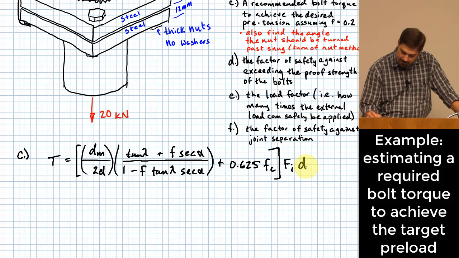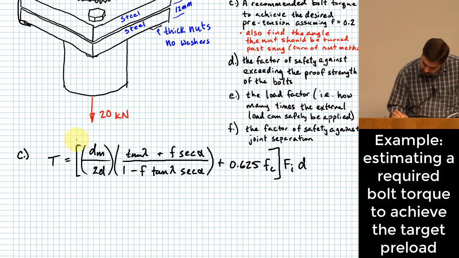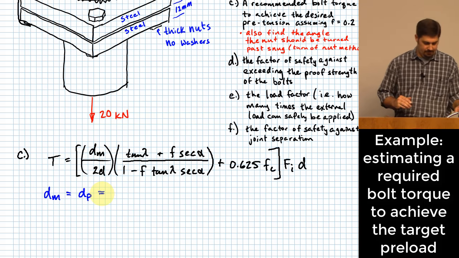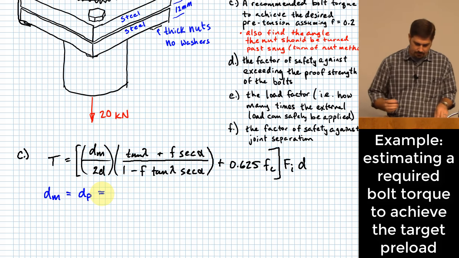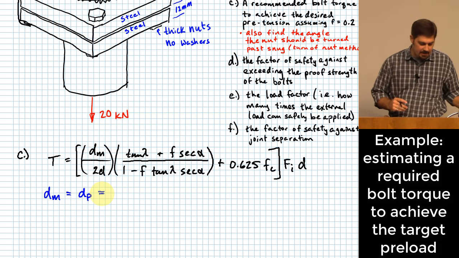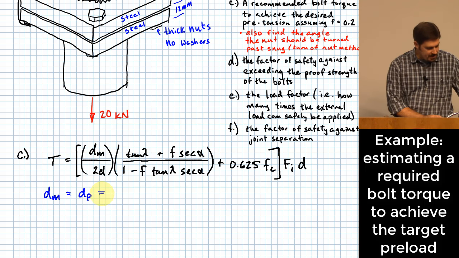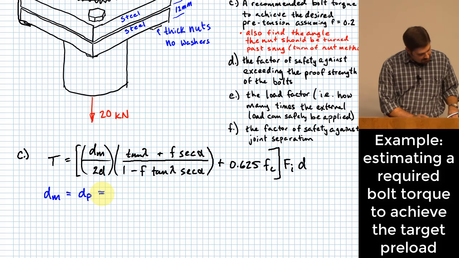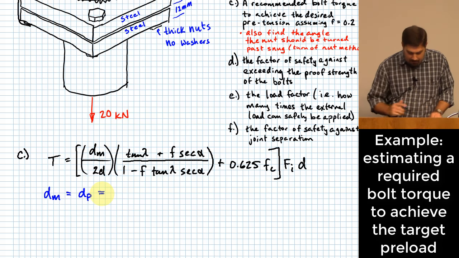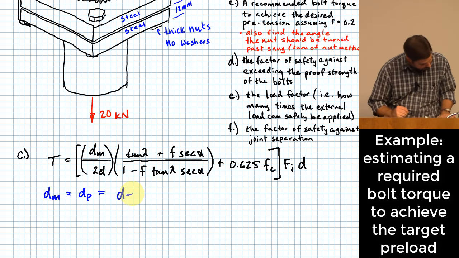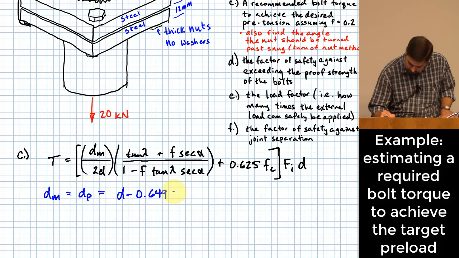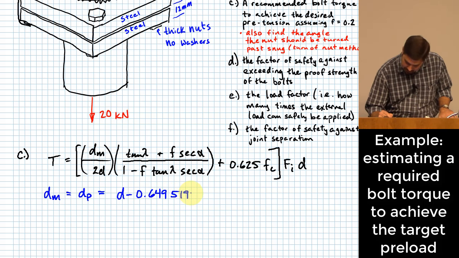The two things that I will point out here is that for threaded fasteners, what do we use for dm? dp, and what's dp? Okay, you calculate dp based on that footnote that was in table, it's actually both in table 8.1 and 8.2. All right, and it says that you calculate this with d minus 0.649519 times the pitch.